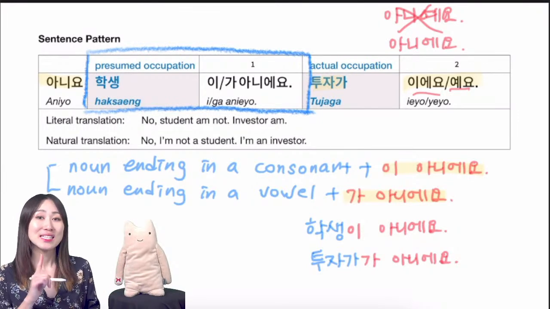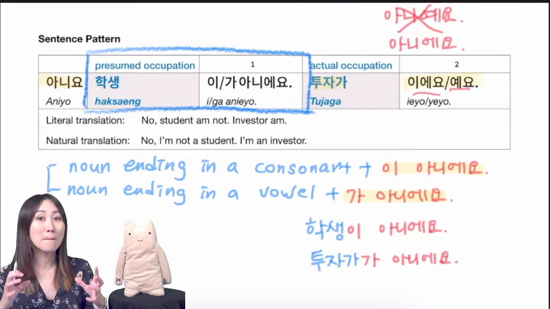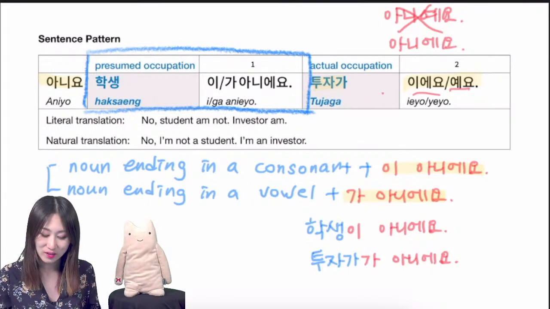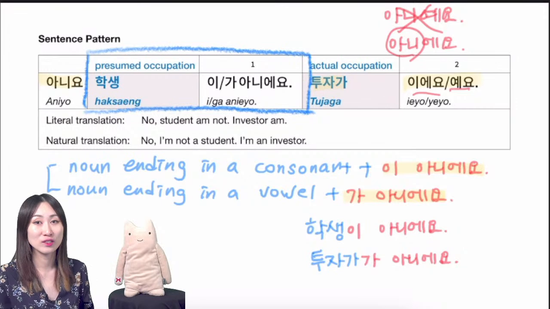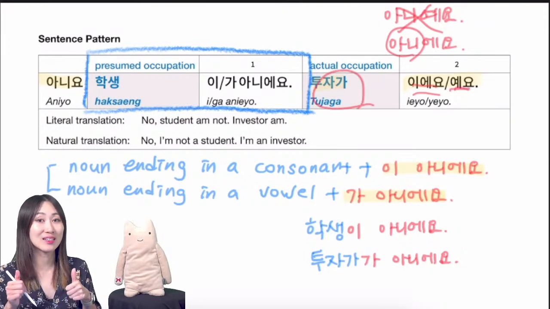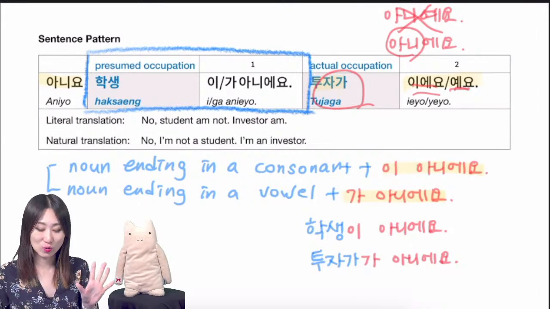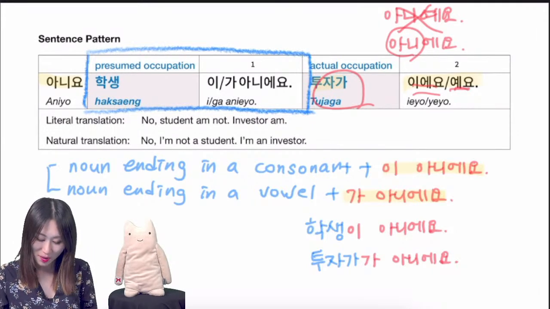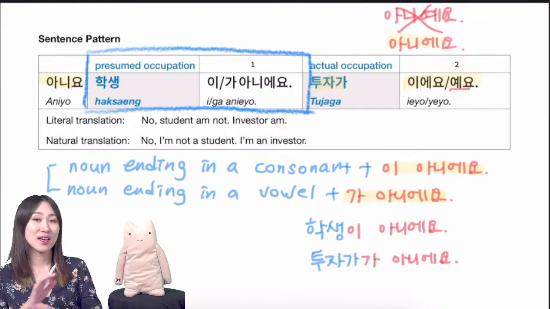And also, 이에요 and 예요 are combined with a noun. And 아니 is not a noun here. So, 투자가 이에요, 예요 works because it's a noun. 아니 is not a noun. So, 아니에요. Please memorize this as a phrase, as it is.